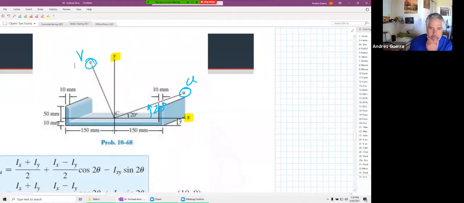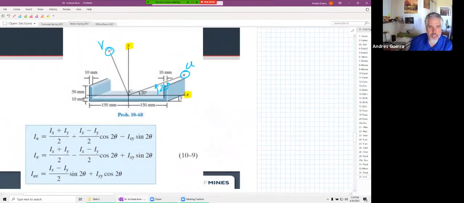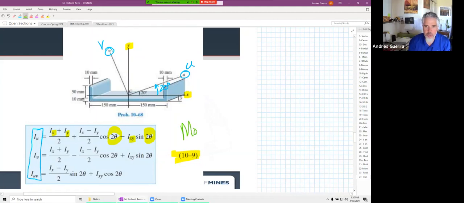And we'll talk more about this. For now, I just want us to understand that these are also Iu, Iv, and Iuv. They're also functions of Ix, Iy, and Ixy. And then, of course, the angle that we rotate there, that's our 20 degrees, would be our theta for this particular problem. So that's another function in your textbook that we can use, but we will do this using Mohr's circle is how we're going to do all of this stuff here.